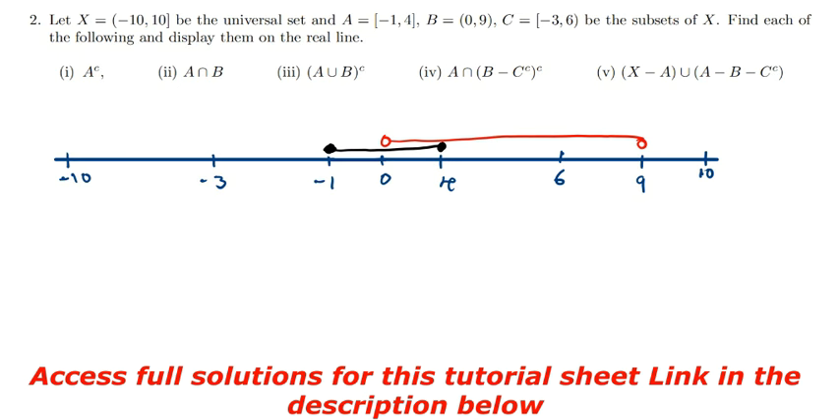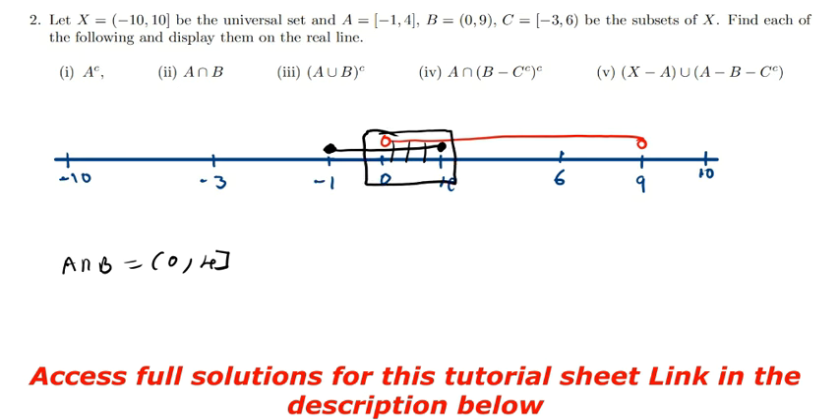So now the question is, find A intersection B, elements which are common in A as well as in B. If you look at these two lines, where do they intersect? So they intersect at this part. So what is going to be our answer? So we're going to say A intersection B is going to be equal to 0 is not in B, so it's going to be open at 0 all the way to 4. As you can see, 4 is in B, and also 4 is in A, so this is going to be included.